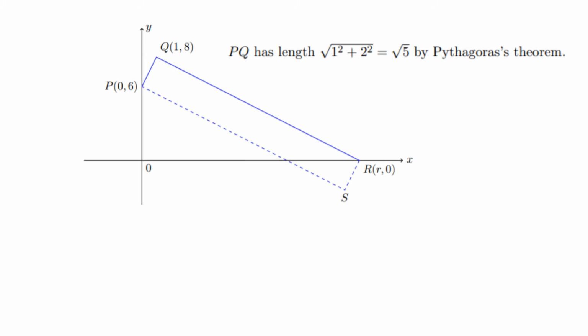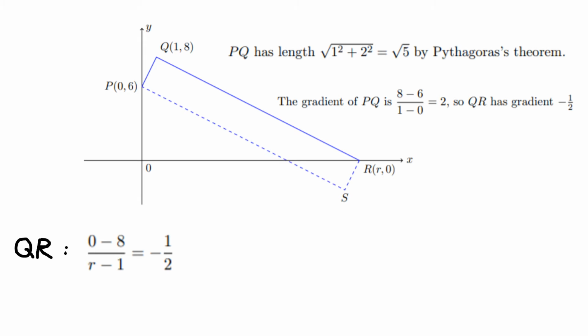Slightly more difficult is the length of QR, because we don't know what R is at the moment. However, it's a rectangle, so PQ and QR are perpendicular. So the gradient of PQ is 2 and the gradient of QR must be minus a half. Now the gradient of QR can also be written in this form using the points Q and R, and if we rearrange that, we get R is 17.